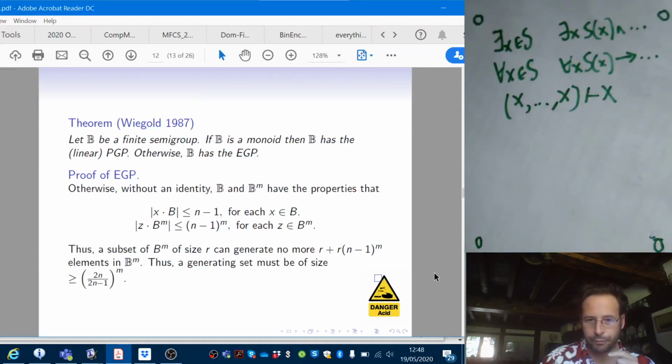For the other part of the proof, what we argue is that if there is no identity, then this image of x over the domain must be smaller than the domain for every element x, because if it equaled the domain, there would be a permutation hidden in here, and a permutation generates an identity. So generalizing this rule, we find that a subset of B to the n of size r can only generate r plus rn minus 1 to the n elements. So a generating set must be of this size. Remember, n is fixed, so this is at least exponential.